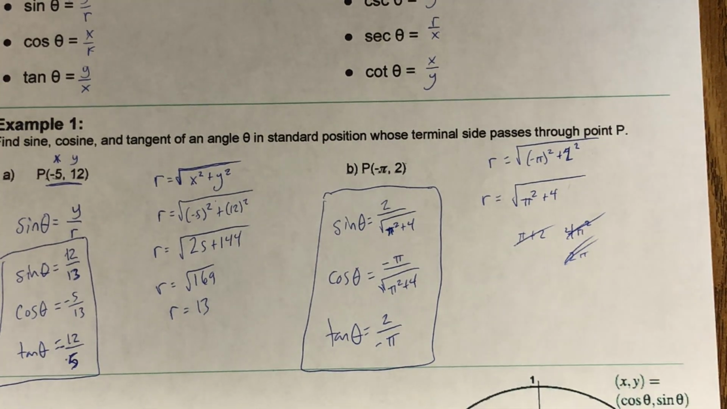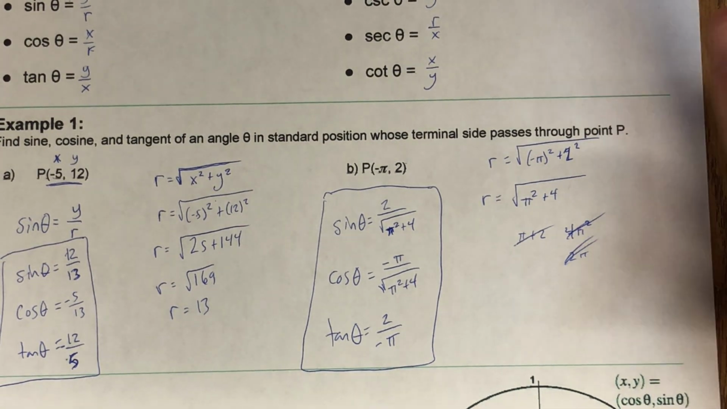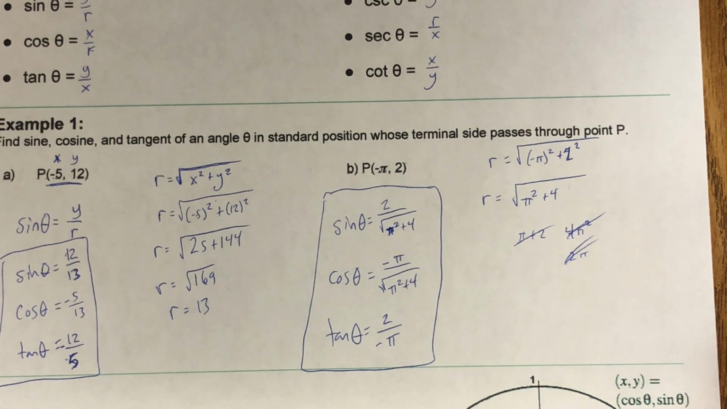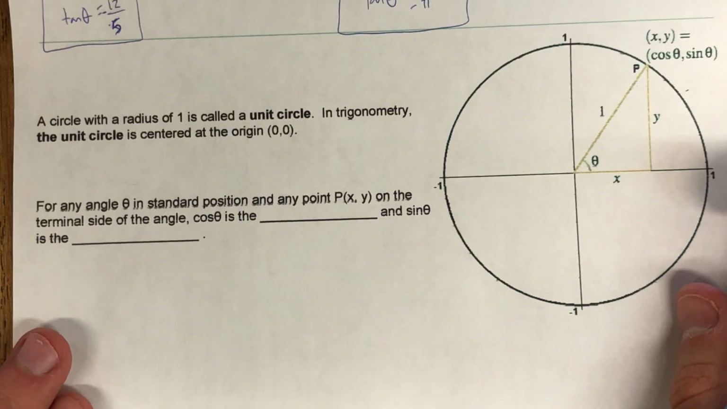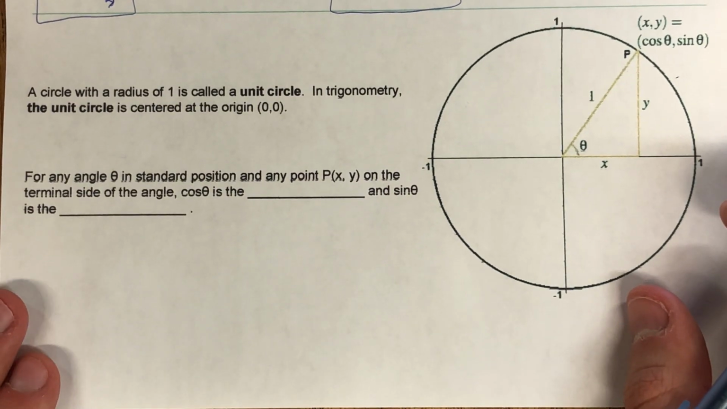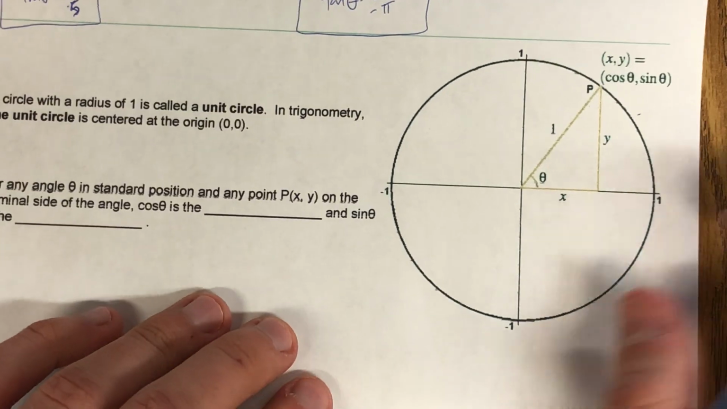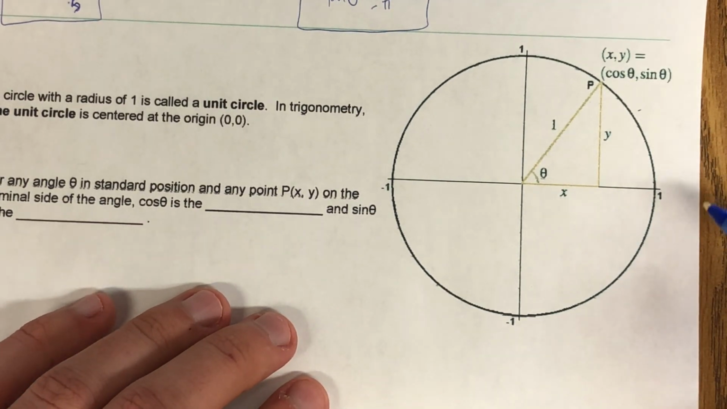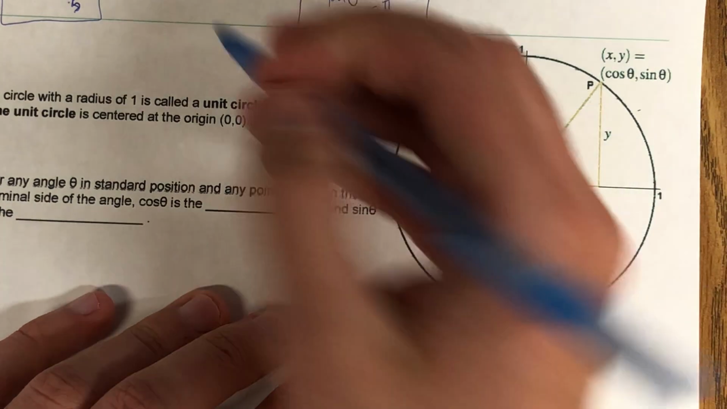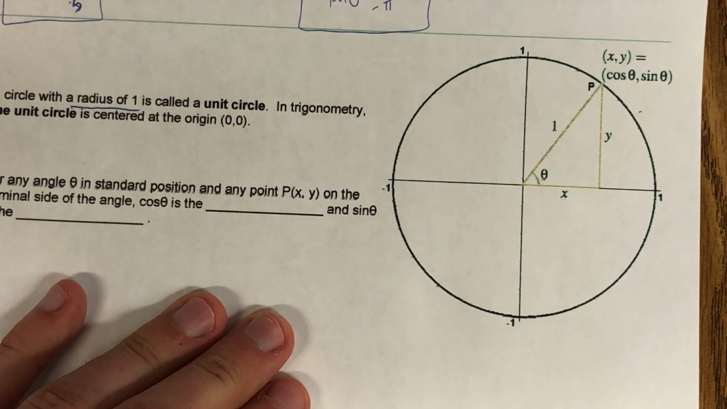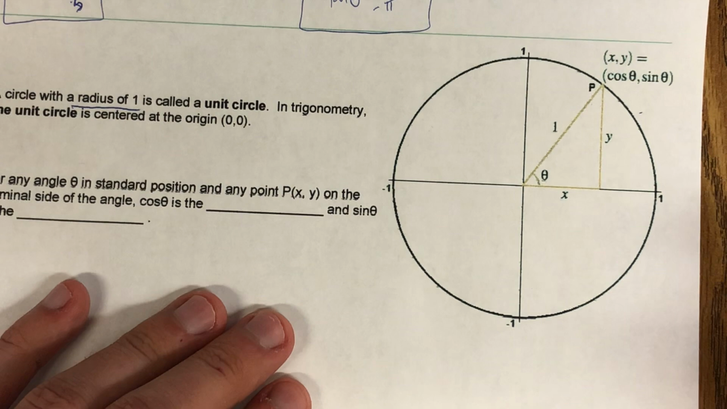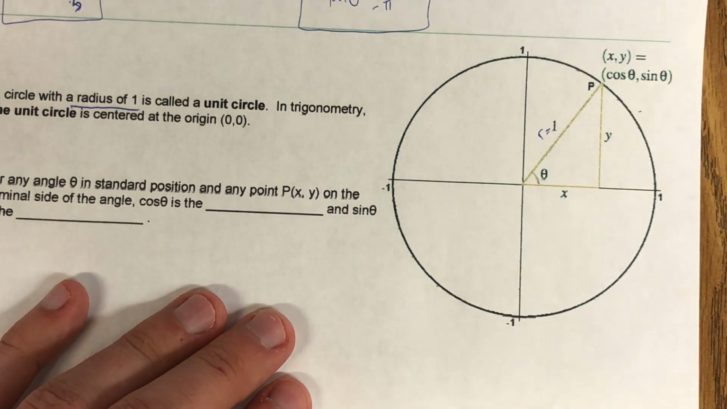Okay. So you may be wondering, I thought we were going to talk about the unit circle. Why are we talking about triangles and right triangle trig and all this stuff? Well, the way we construct our unit circle is by using triangles. Essentially, the unit circle is just a circle with a radius of 1. So if that radius is always 1, then r is always 1.